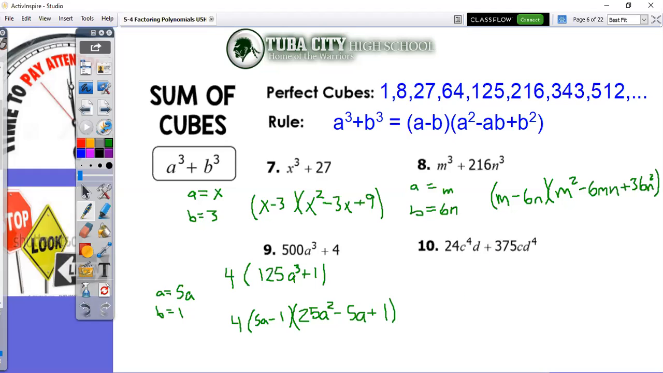I don't think there's anything else we can do. Sometimes we could divide this out again using double bubble, but in this case, I don't think there's anything else we can do.